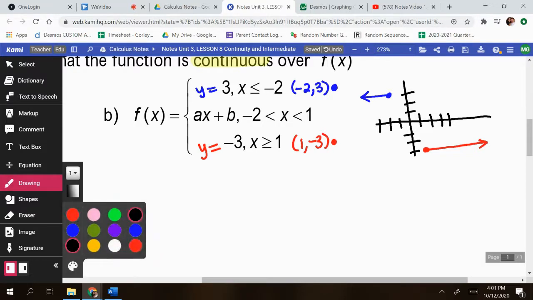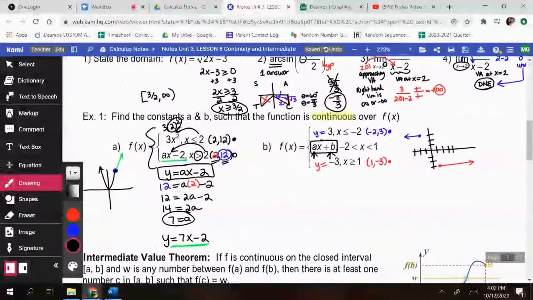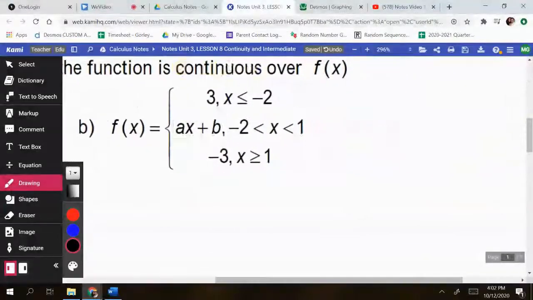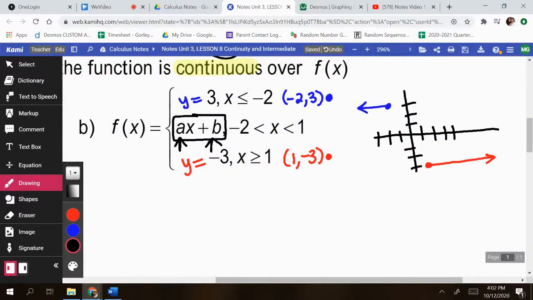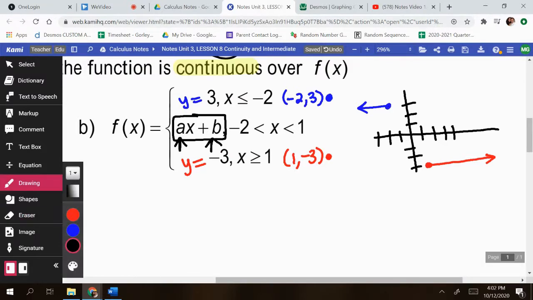And the mystery is kind of what's going on here in the middle, because I don't know what A is and I don't know what B is. That's the whole question. I'm looking for constants A and B such that the function would be continuous. So if I wanted this function to be continuous, we're going to have to somehow connect these 2 points together. If I can't connect those 2 points together, then we're not going to get a continuous function. Okay, so that's what we need to keep in mind.